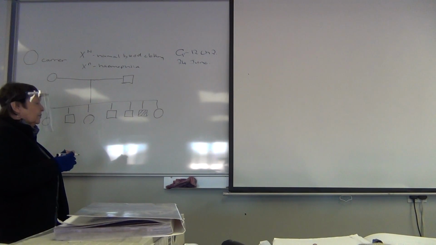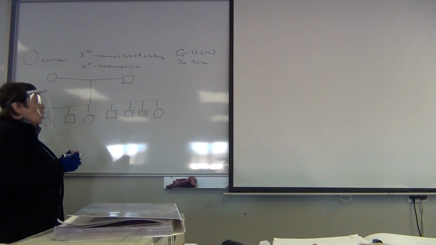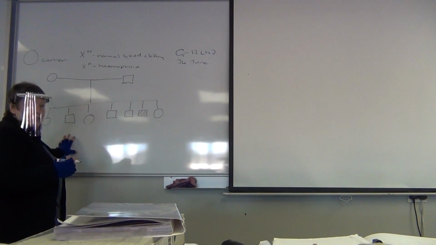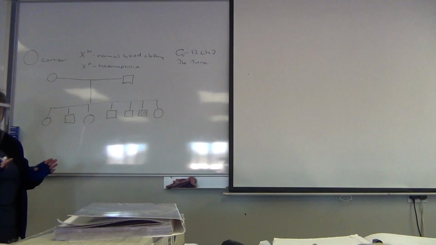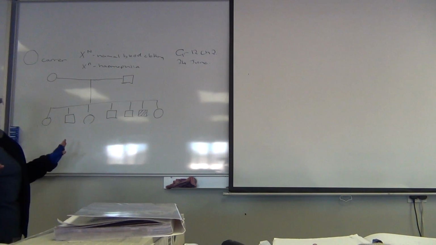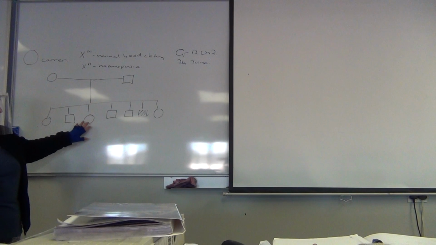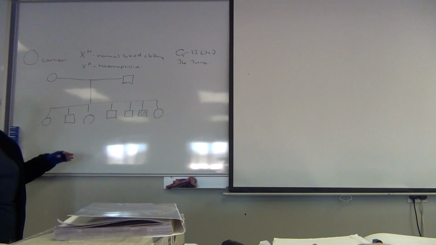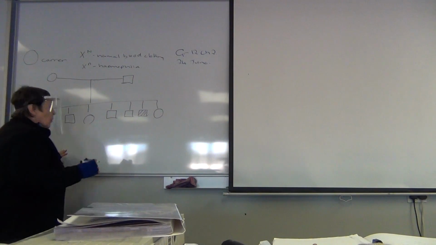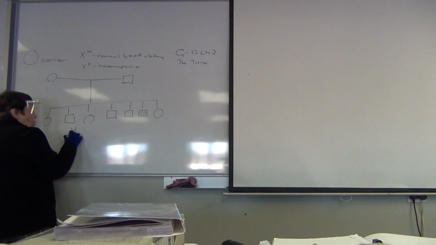Okay, so let's presume they hadn't given you the carrier symbol. They had only given you shaded and not shaded, and you know that it is a sex-linked condition. Then how would you work out what the parents are? Okay, so it goes like this. Start from the bottom and work your way upwards. All the males have got a Y chromosome.